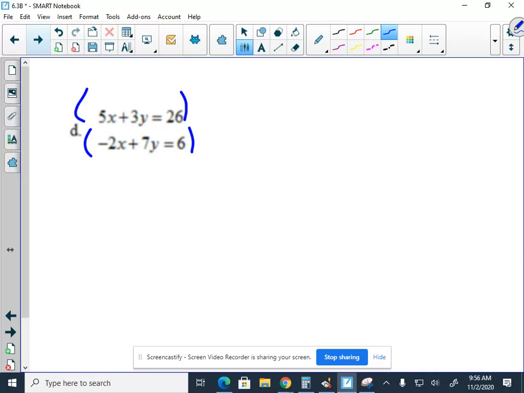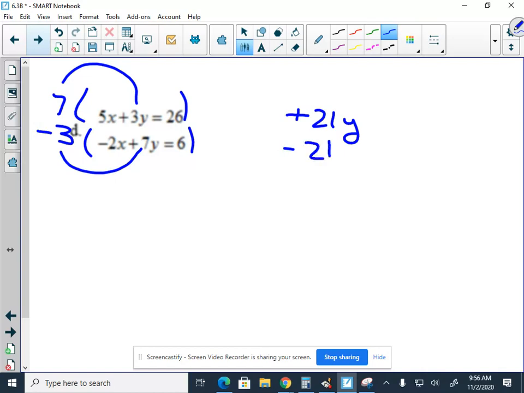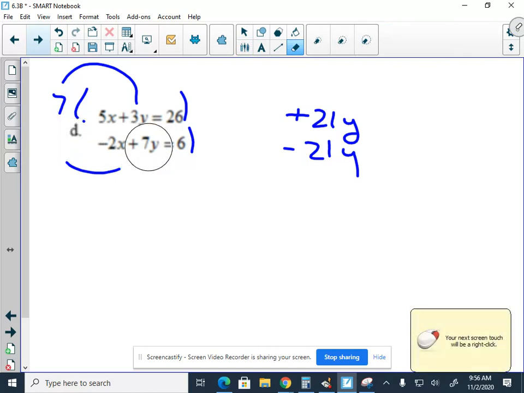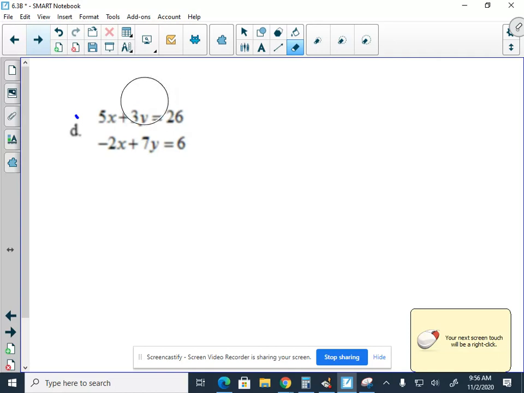If I look at the y's, if I take this times 7, that would be positive 21y. Don't write it. I'm not going to use this one. If I take this times 3, that would be positive 21, but I don't want positive 21. So I take it times negative 3, so it's negative 21. But what I notice is in the x's, I already have one that's negative and one that's positive. So I'm going to keep my life a little bit simpler and not have to multiply by negative.